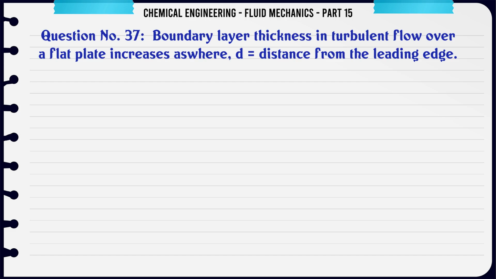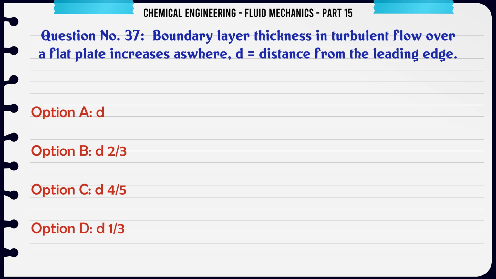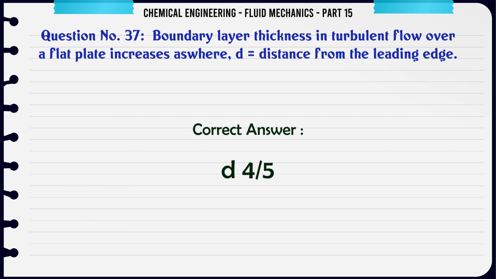Boundary layer thickness in turbulent flow over a flat plate increases as, where D is distance from the leading edge, A. D, B. D^(2/3), C. D^(4/5), D. D^(1/3). The correct answer is D^(4/5).